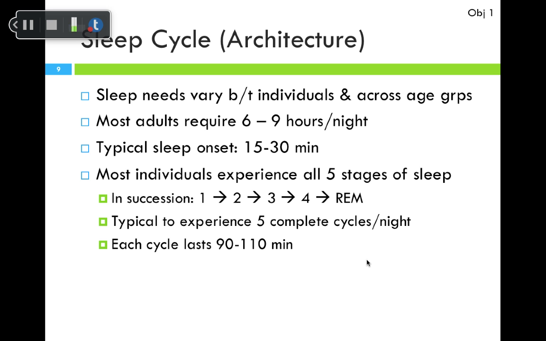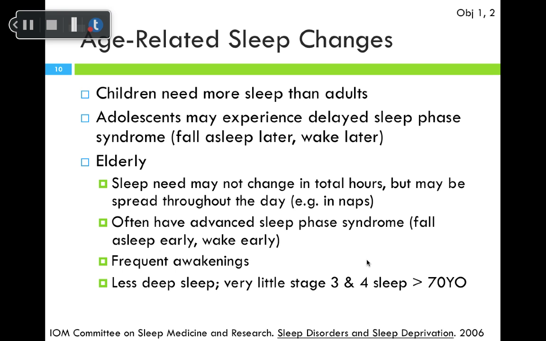Most individuals will experience all 5 stages of sleep, and it should be in succession. Somebody is awake, and then they go into stage 1, and then that progresses to 2, 3, 4, and then into REM sleep. That full succession of the 5 stages is one sleep cycle, and typically people will experience about 5 complete cycles of sleep per night. Once they have completed their REM stage, they'll go back into stage 1, and it starts the cycle over again. Each cycle lasts between 90 and 110 minutes.